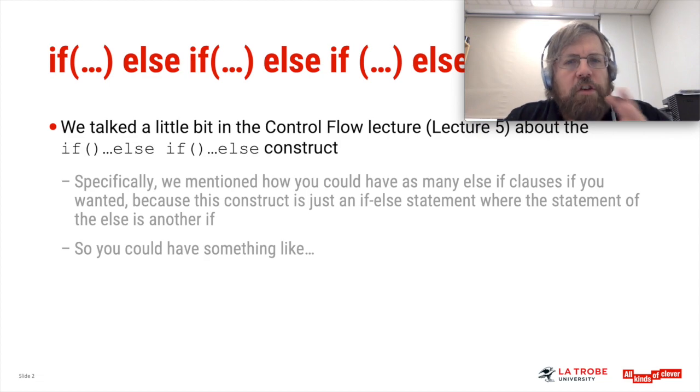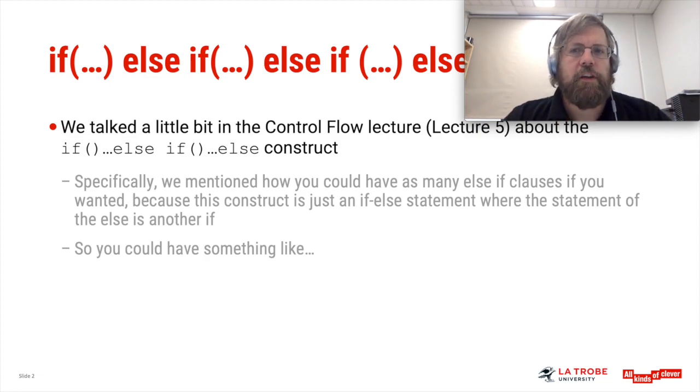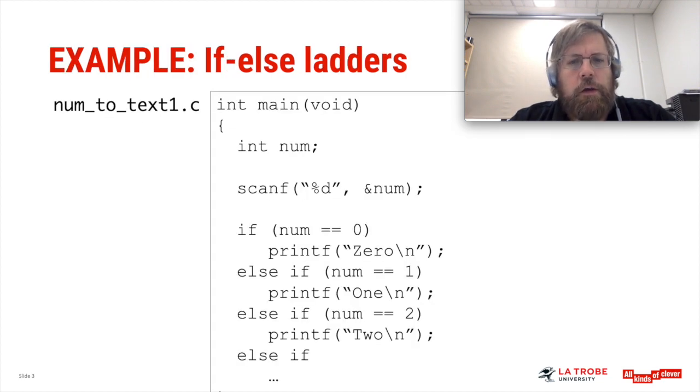So we talked a little bit in the control flow lecture, in lecture 5, about doing if, else if, else if, else if, else as a construct. And specifically we talked about how you can have as many else if clauses as you wanted because it's just an if else statement where the statement of the else is another if. So you could have a program that looks something like this.